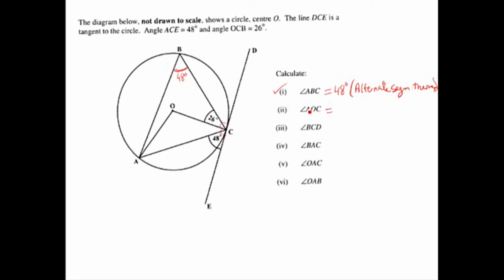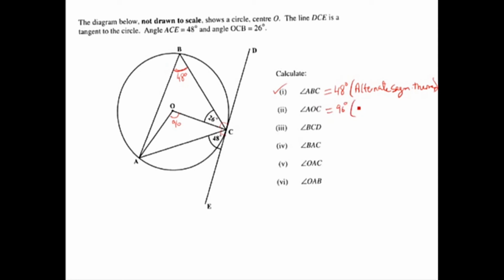Angle AOC, so angle A to O to C, this angle here. Now we notice that angle B has both legs standing on AC, and angle O at the center has both legs standing on the same AC. So the angle at the center is twice the angle at the circumference. It should be twice angle ABC, so it should be 96 degrees.